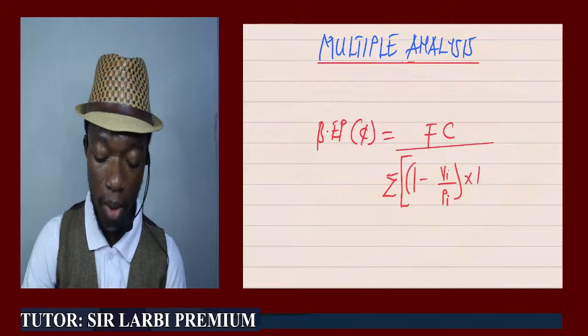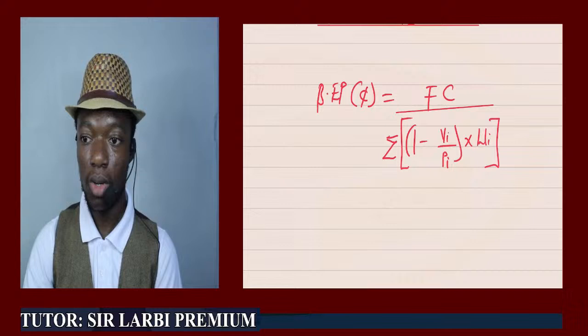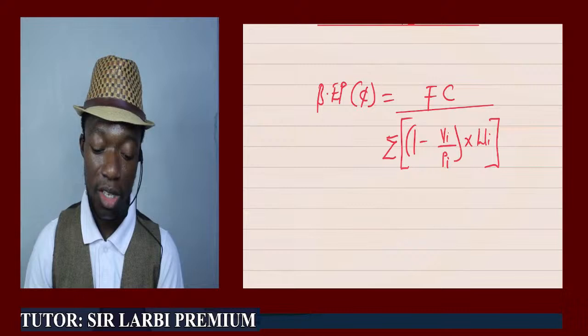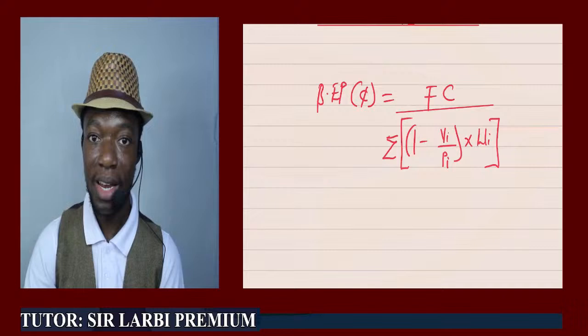We'll discuss all these things here. So this is how it actually goes when it comes to the multiple break-even. The formula is your fixed cost divided by the summation of 1 minus your variable cost divided by your selling price per unit, multiplied by the weight. So the VI is the variable cost per unit.